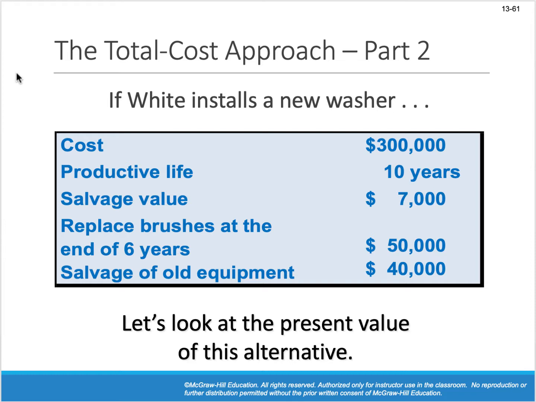At the end of year 6, we need to replace the brushes. That's going to cost us $50,000. And then finally, the old equipment, there's actually a salvage value for that. If we sell that old equipment, we're going to get $40,000. So not too bad.